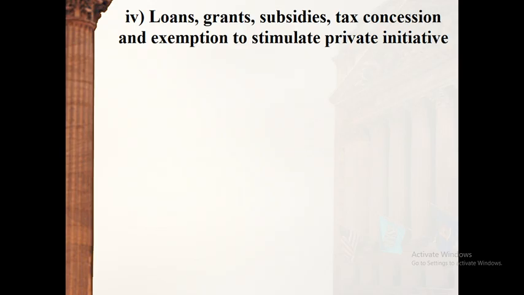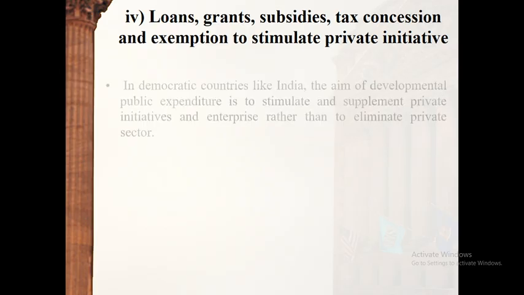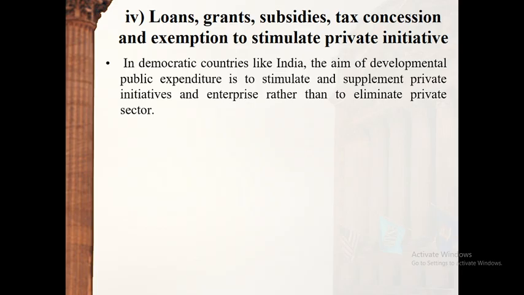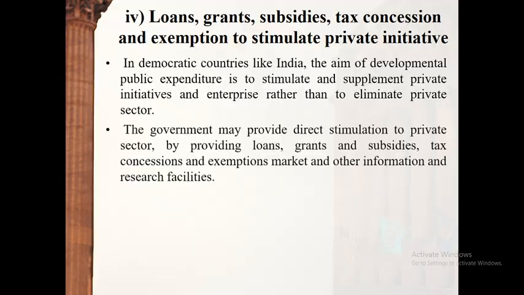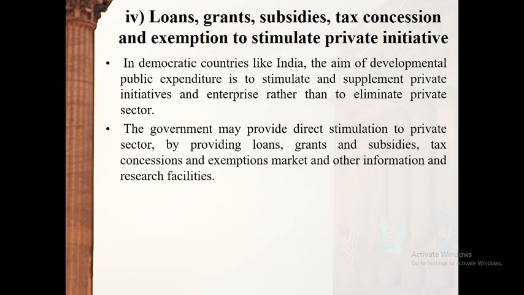The fourth area is loans, grants, subsidies, tax concessions and exemptions to stimulate private initiative. In democratic countries like India, the aim of developmental public expenditure is to stimulate and supplement private initiatives and enterprises rather than eliminate the private sector. So, the government may provide direct stimulation to the private sector by providing loans, grants, subsidies, tax concessions and exemptions.